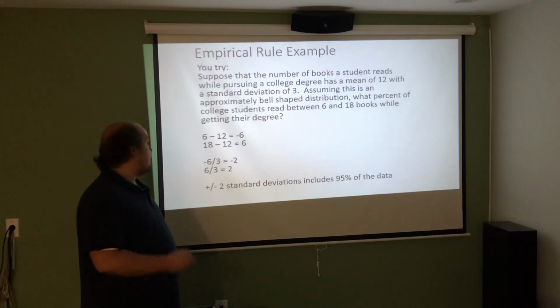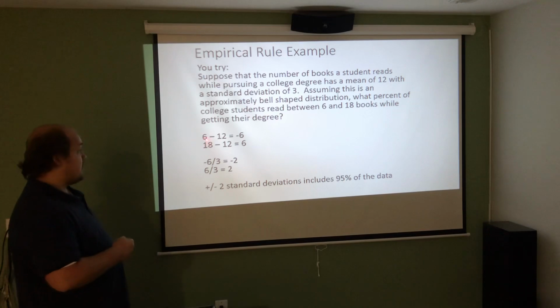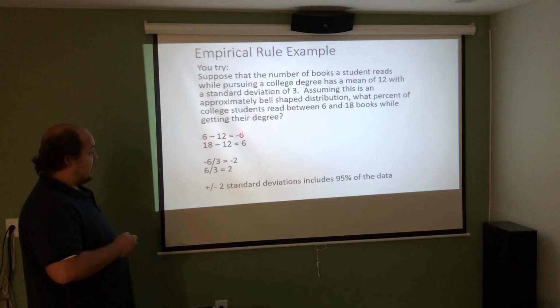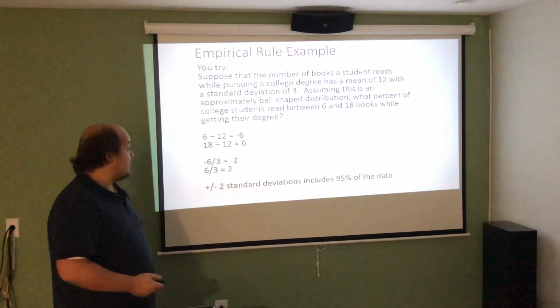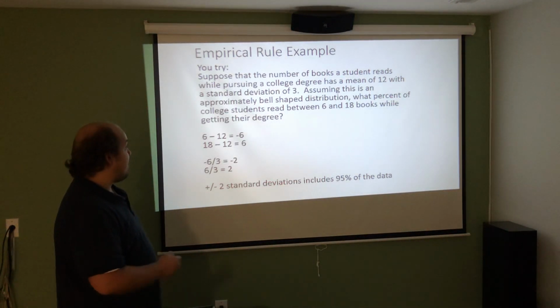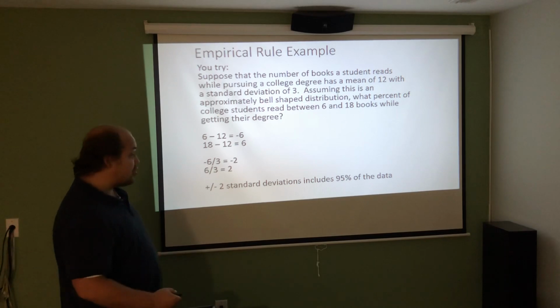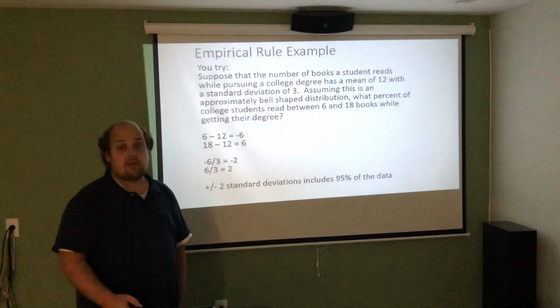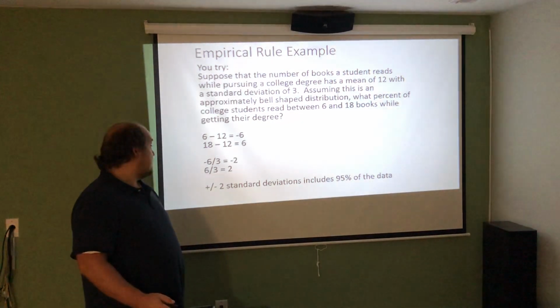For the second one, I start at the between numbers. The between minus the mean gets me to the raw distance. I take the raw distance and divide it by 1 standard deviation. This tells me how many standard deviations I moved in either direction. Since I know I'm plus or minus 2 standard deviations, and I know it's a bell-shaped distribution, 95% of the data would fall between these two values.